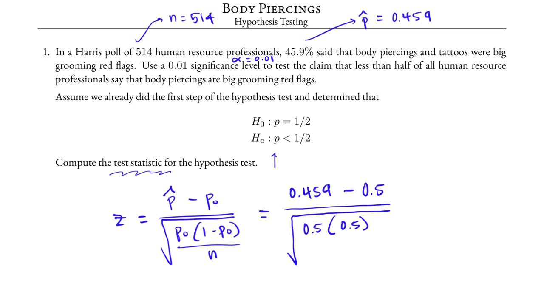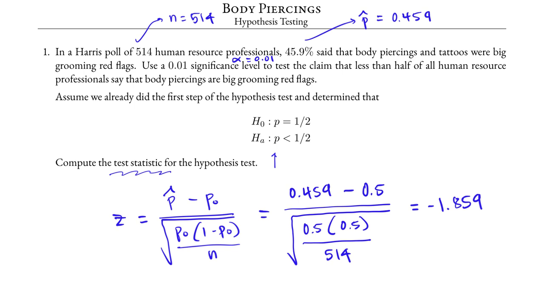and 1 minus 0.5 is 0.5. In this case, we already computed because we don't want to write so many numbers in this expression. p naught is 0.5, so 1 minus p naught is 1 minus 0.5, which is 0.5, divided by n, which is 514. We then plug this into a calculator. Do not attempt to do this by hand. The calculator should give us negative 1.859. And this is what we call the test statistic.